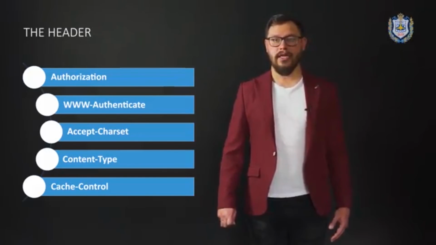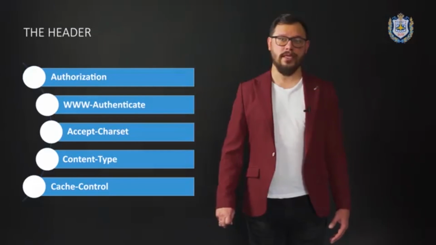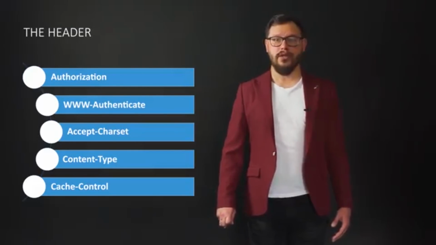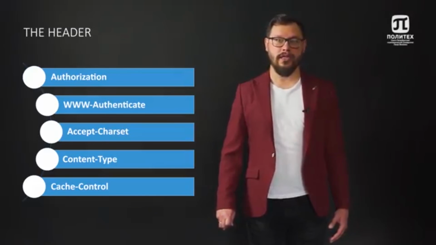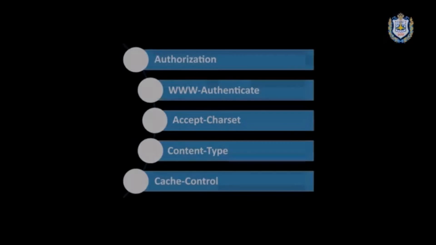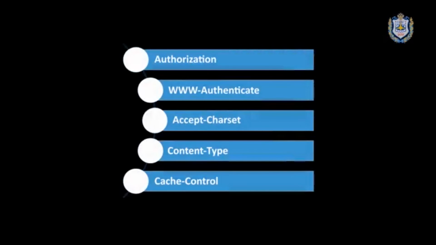Accept-Charset. This is a header which is set with a request and tells the server which character sets are acceptable by the client. Content-Type indicates the media type, text/html or text/json, of the response sent to the client by the server. This will help the client in processing the response correctly. Cache-Control. This is the cache policy defined by the server for this response. A cached response can be stored by the client and reused until the time defined by the Cache-Control header.